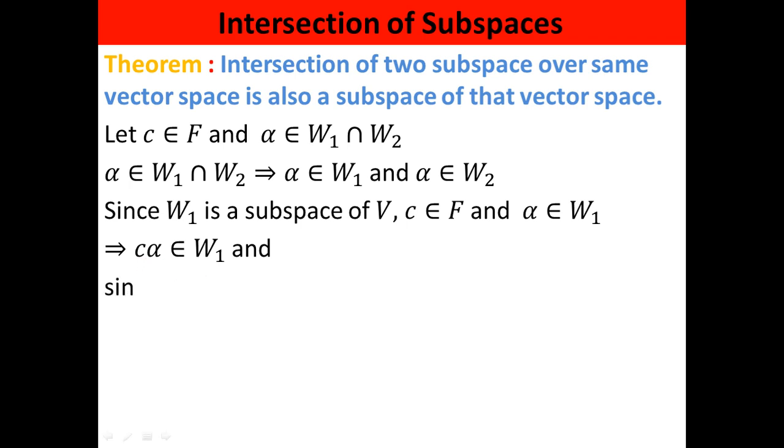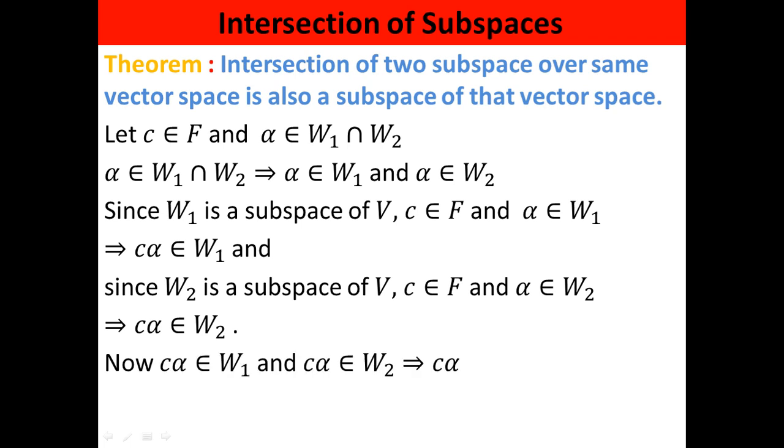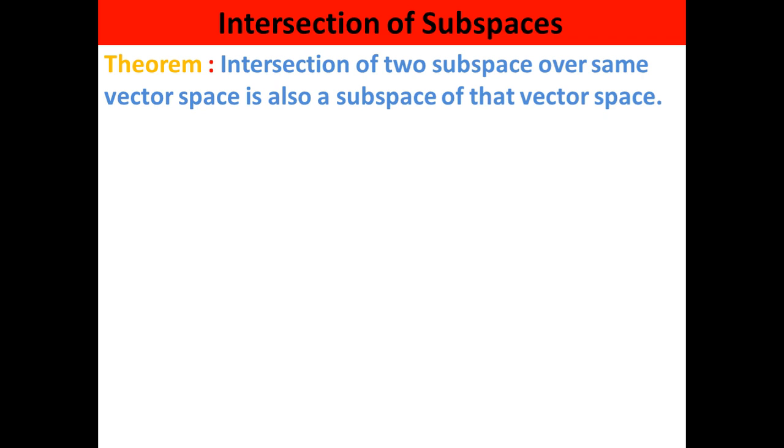And similarly, since W2 is a subspace of V, c in F and alpha in W2 must imply that c alpha belongs to W2. So here we see that c alpha belongs to W1 as well as c alpha belongs to W2. So c alpha belongs to W1 intersection W2. Thus, for all c in F and alpha in W1 intersection W2, c alpha belongs to W1 intersection W2. So both the conditions for a subspace in W1 intersection W2 are satisfied.